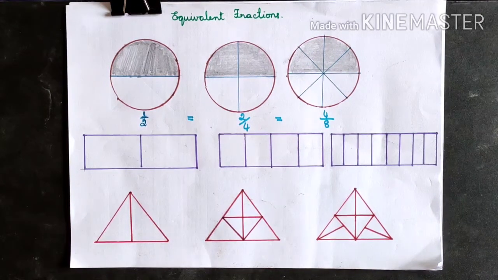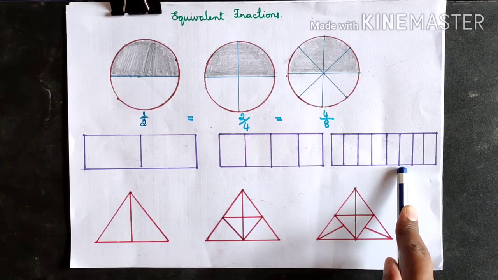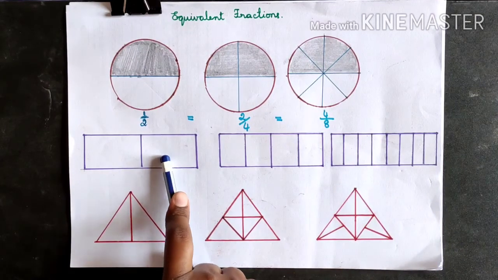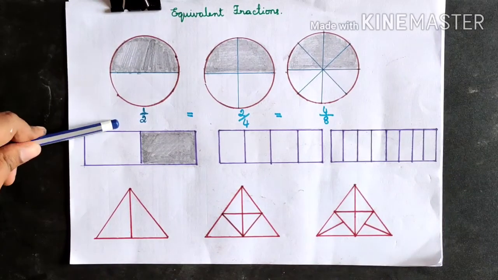We have 2 more shapes. One is 3 rectangles, the other one is 3 triangles. Now let's see the equivalent fractions with the rectangles. Here also I have divided the rectangles in 2s, 4s and 8s. I am going to color 1 by 2 of this rectangle. So the fraction becomes half.